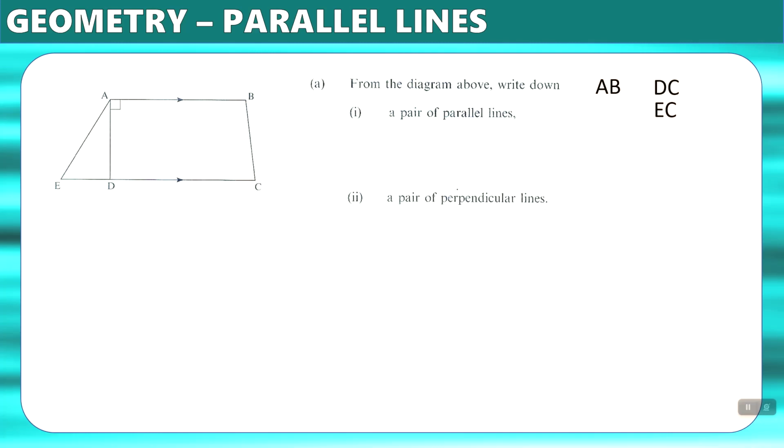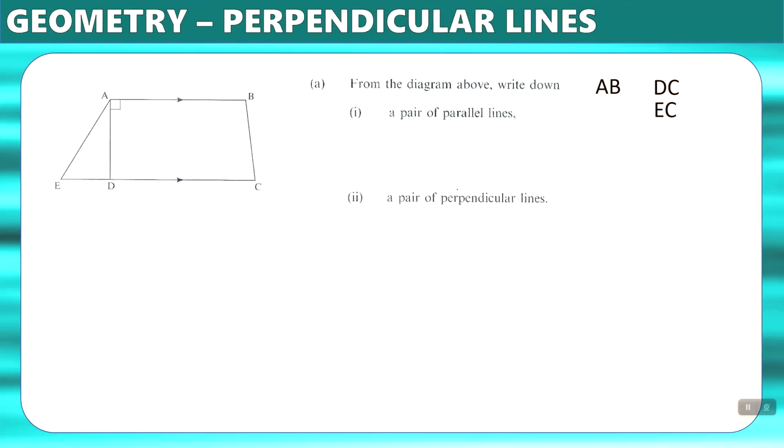Here's part 2. The question asks for a pair of perpendicular lines this time. What are perpendicular lines? They are lines that cross at 90 degrees. And so we have defined in the diagram the lines that cross at 90 degrees. And so here's a line, and here's another line. We can see in the corner there is a small square which represents 90 degrees. So these two lines are perpendicular. So we name them AB and AD.